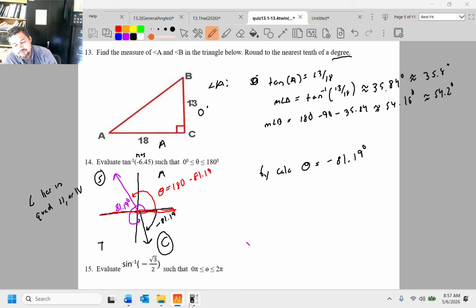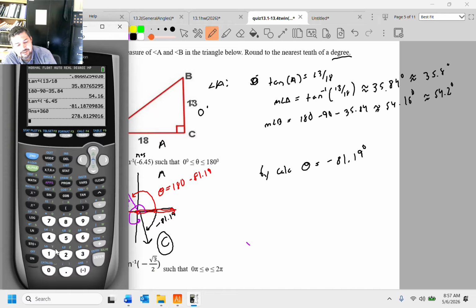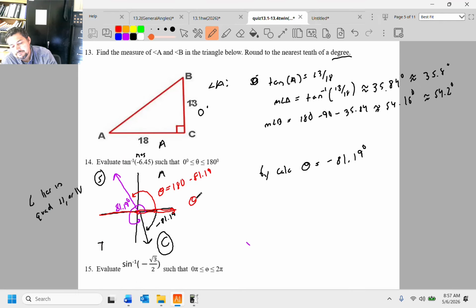This is a hard question for a lot of kids. It really is. I get why, because it requires more than just one simple thought. That's the reality of it. It's multi-step. It ends up being 98.81 degrees.